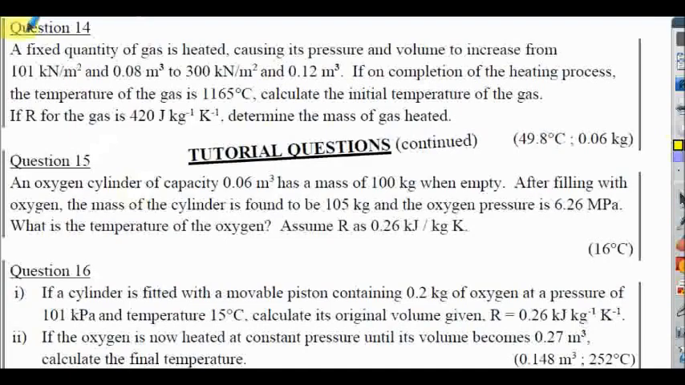And here's tutorial questions 14 through to 16. Just note in question 14, 2 gas laws are required within the solution. Firstly, the combined gas law to find the initial temperature, and secondly, the perfect gas law to find the mass of the gas. Question 16, again 2 gas laws are required. First to find the original volume, and the second to find the final temperature of the oxygen. I'll let you read the question at your own pace and decide which laws to use.